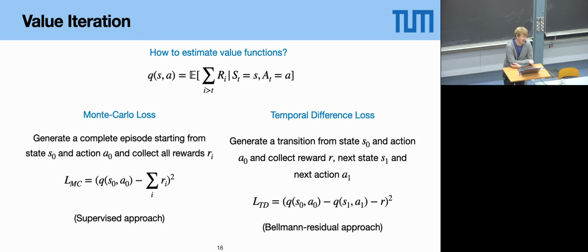In contrast to that, we have what is called temporal difference learning, or temporal difference loss. It's based on the idea of values defined by the Bellman equation, this consistency equation. What we do here is generate not a complete episode, but only a transition from state and action to the next, and we observe the reward. The loss function here would be basically the violation of the Bellman equation. So this is the Bellman residual that I hope you remember. These are the two big classes of algorithms for value iteration.